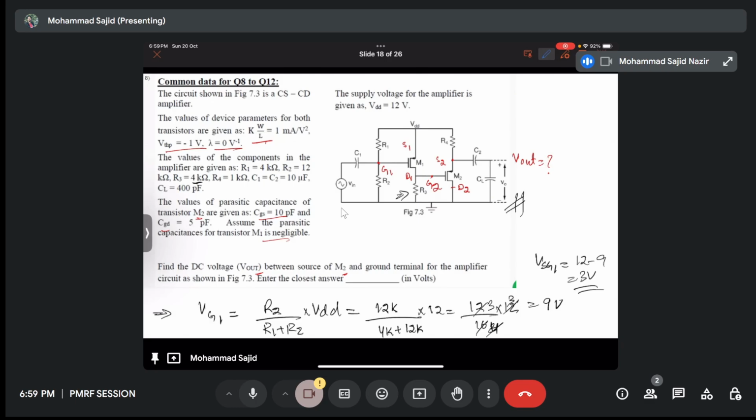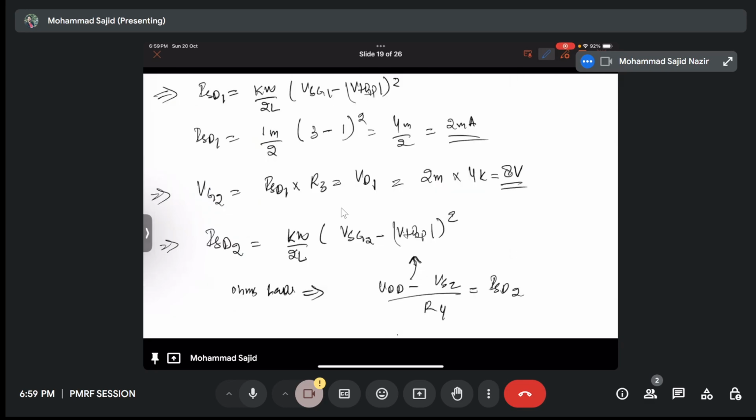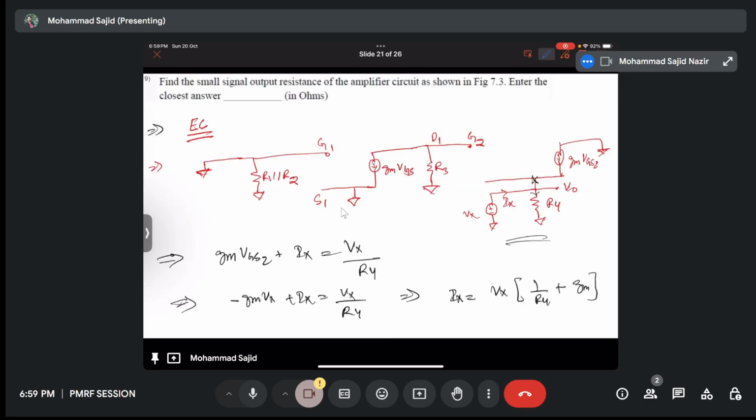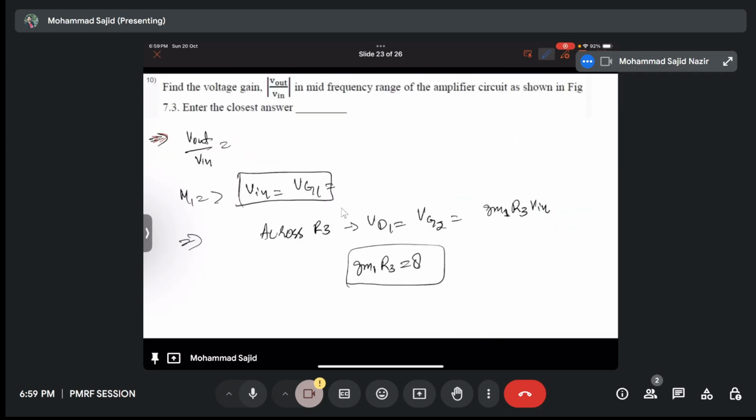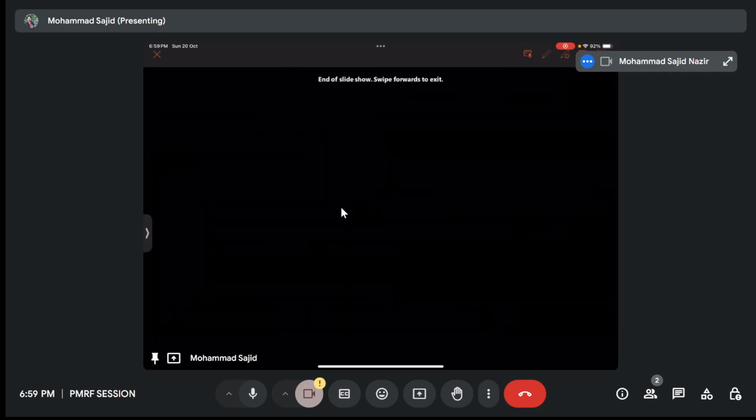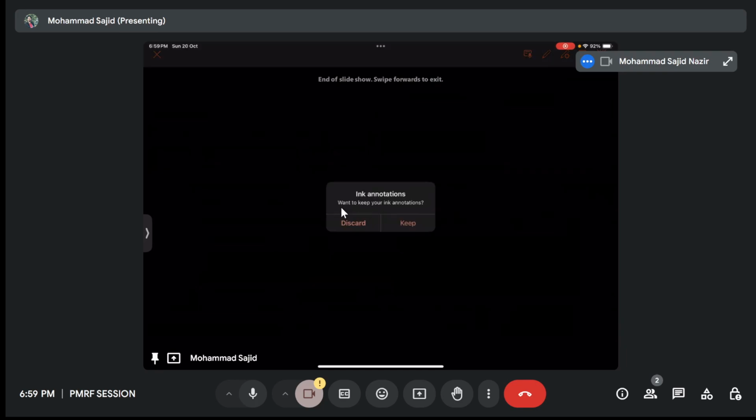So this is the cascade system. Nothing difficult here. You need to find V0, V out. For that you should have accurate values of VG2. So nothing new concept in this week.